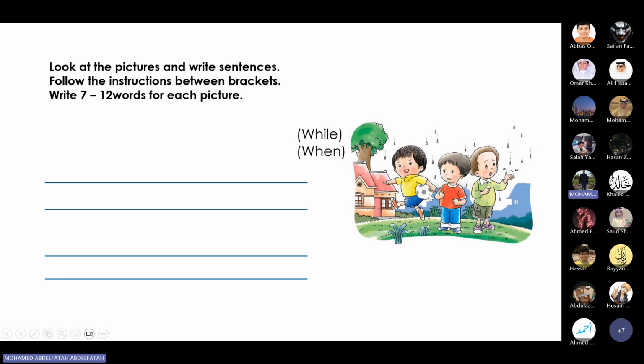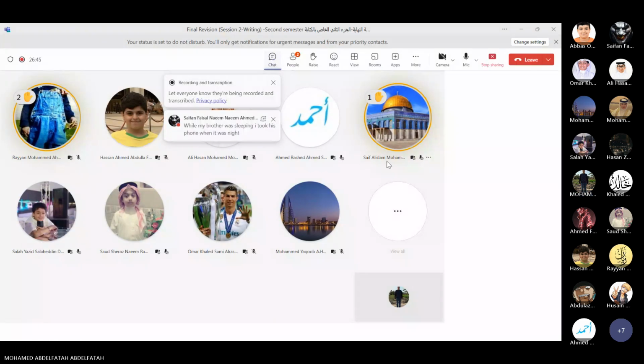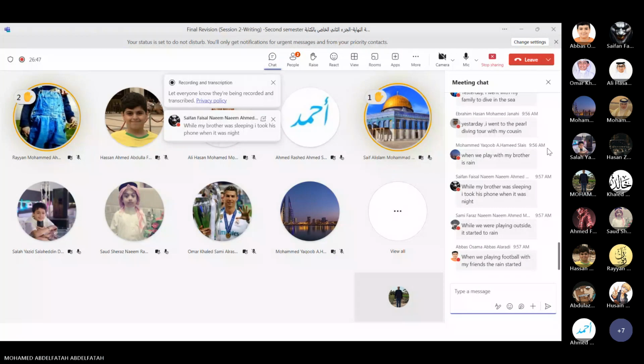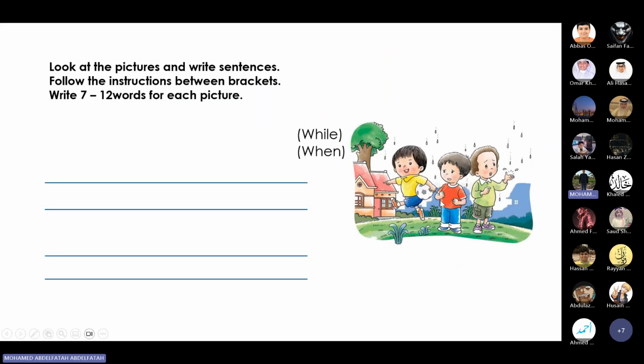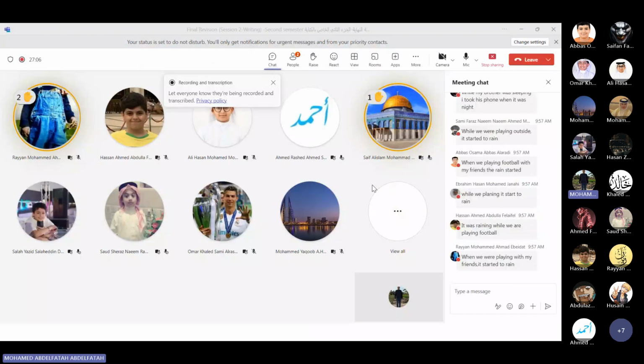Here, students, look at the picture, write from 7 to 12 words, use while or when. Only one sentence. Write in the chat box and you have 30 seconds. Sifan, while my brother was sleeping, I took his phone. Sifan, we would like a sentence describing this picture, not another picture. You can redo or rewrite your sentence.